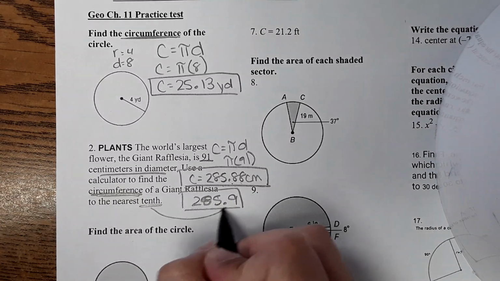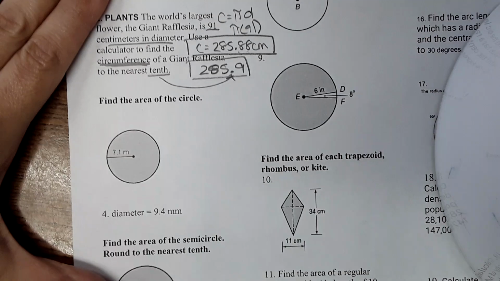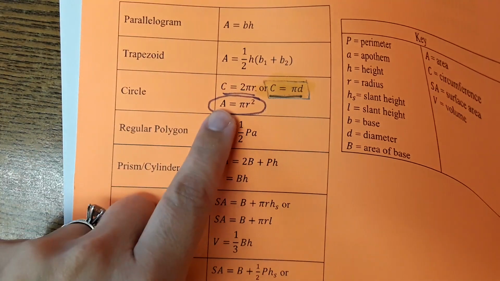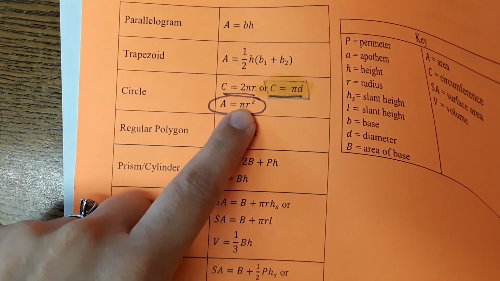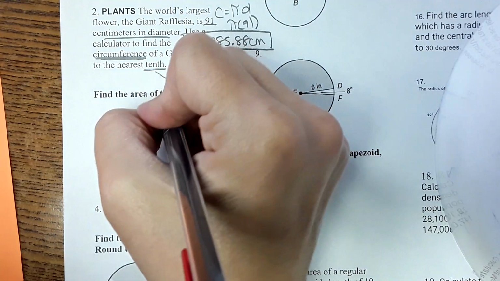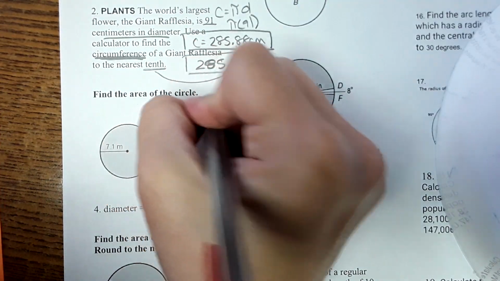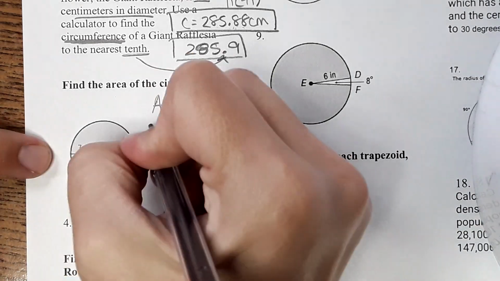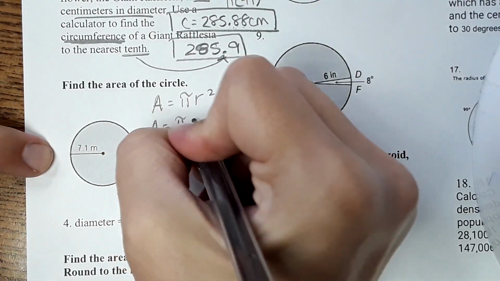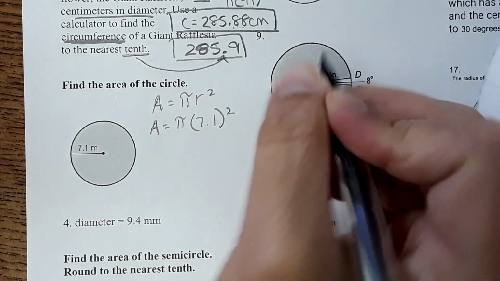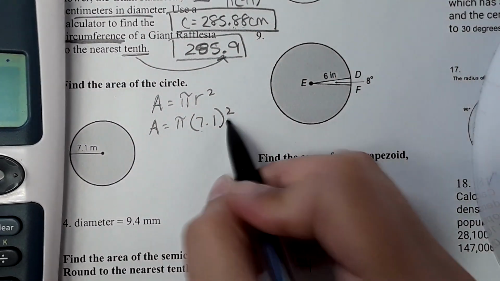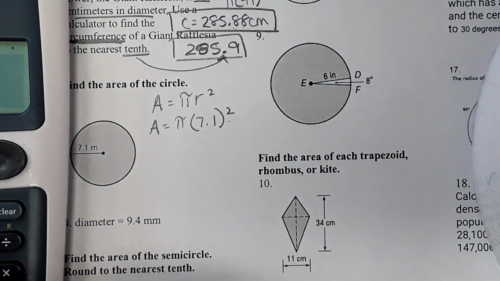Okay. Then the next one, it says find the area of a circle. So again, you can go over to your reference sheet, circle, and it says area equals pi r squared. Then you would write down the equation, area equals pi r squared, and then plug in numbers to solve. So area equals pi, the radius is 7.1 squared. When you solve this, you need to use order of operations, so 7.1 squared comes first.